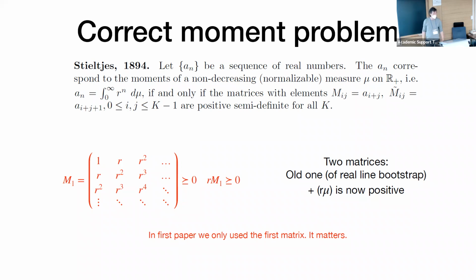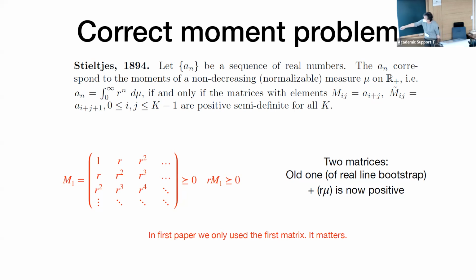Stieltjes proved that the sequence of moments of real numbers is related to a measure mu if the standard matrix that we had before is positive semi-definite, and a matrix kind of moved just a little bit to the right is also positive semi-definite. So you need not just that the expectation value of x squared is positive, but the expectation value of x is positive, for example. So in the first paper, we only use the first matrix, and it matters.